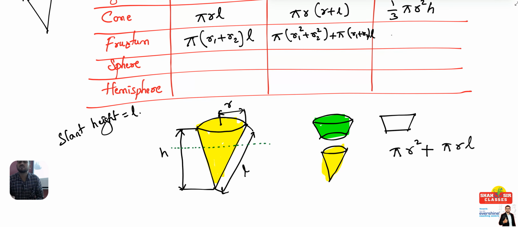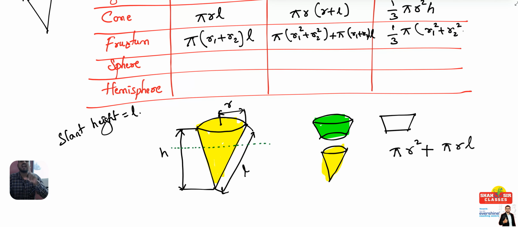Any doubts? R means R1 plus R2. R square means R1 square plus R2 square. Now volume, observe here, interesting, right? 1 by 3 as it is, pi as it is, R square. What we should write? R1 square plus R2 square.